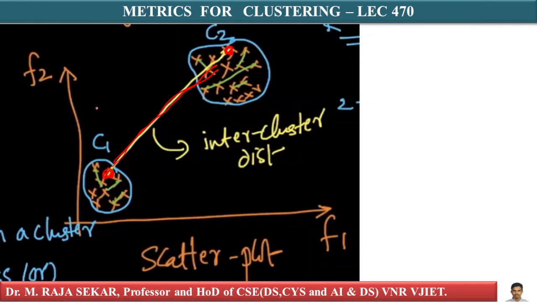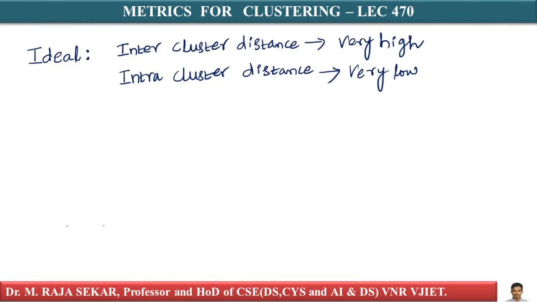This whole thing about intracluster being small and intercluster being large is the core idea of how we measure the effectiveness of clustering. In an ideal world you want your intercluster distance to be very high and your intra-cluster distance to be very low.